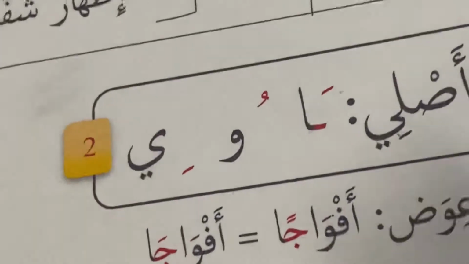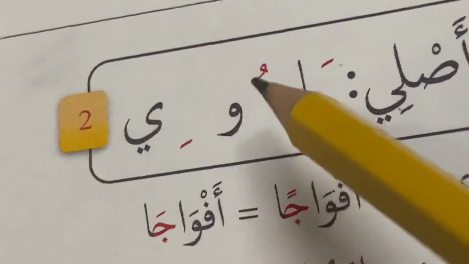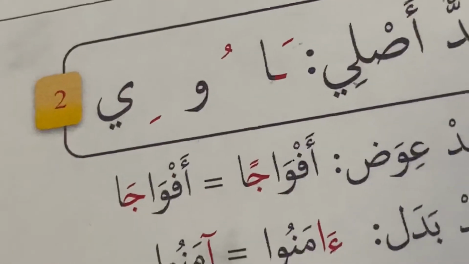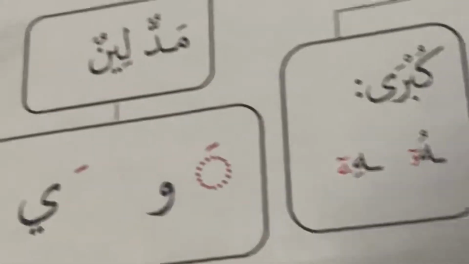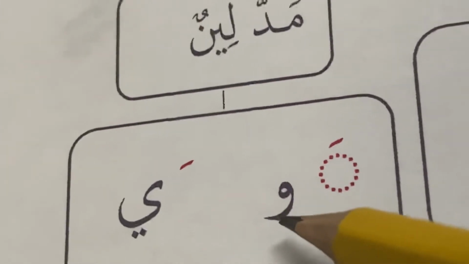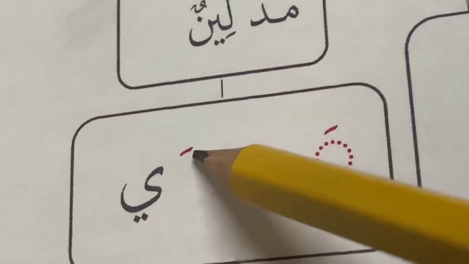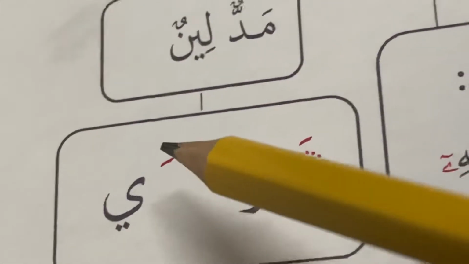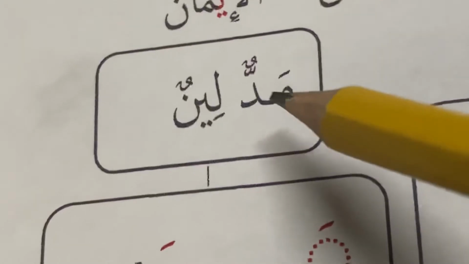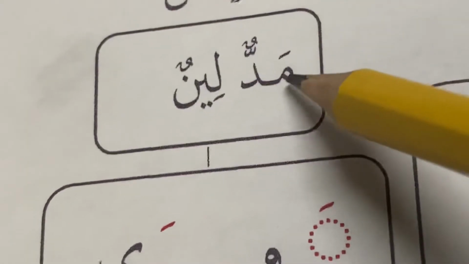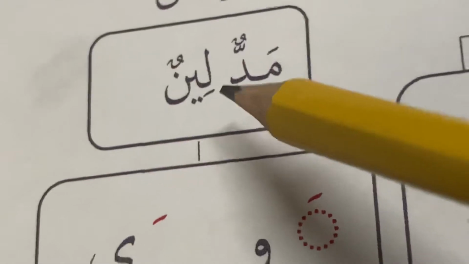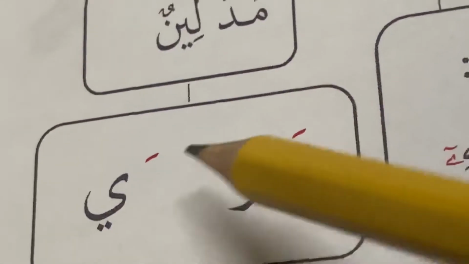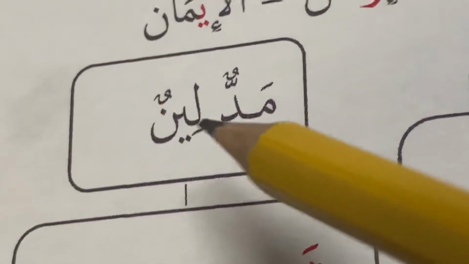Question: do you have anything where before ya is not e, before waw is not u? Yes, the answer is yes over here. You see, before waw you have a, before ya you have a. In this case, they call it mad lean. Remember, okay? Before waw or ya, you have a. This a over here. Mad lean, just memorize.